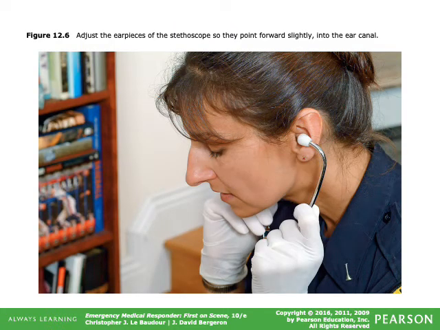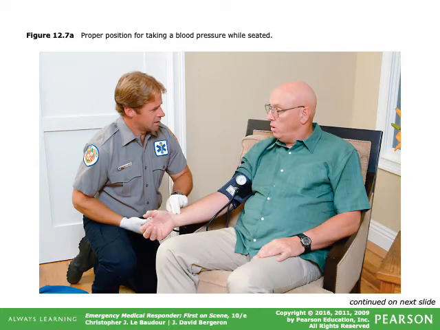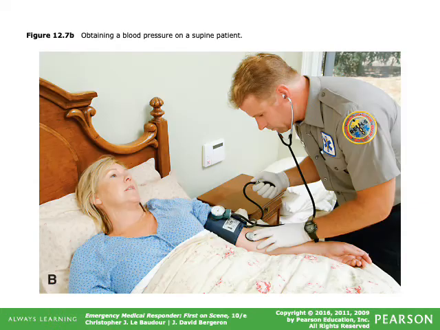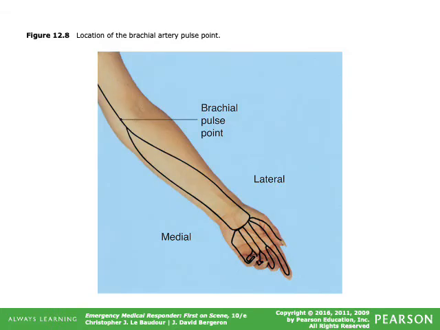Adjust the earpieces of the stethoscope so they point forward slightly into the ear canal. We'll demonstrate in class. All right, this is going to be the proper position for taking a blood pressure on a seated patient. And this is the proper position for obtaining a blood pressure on a patient that's supine. It's just a little bit of anatomy.